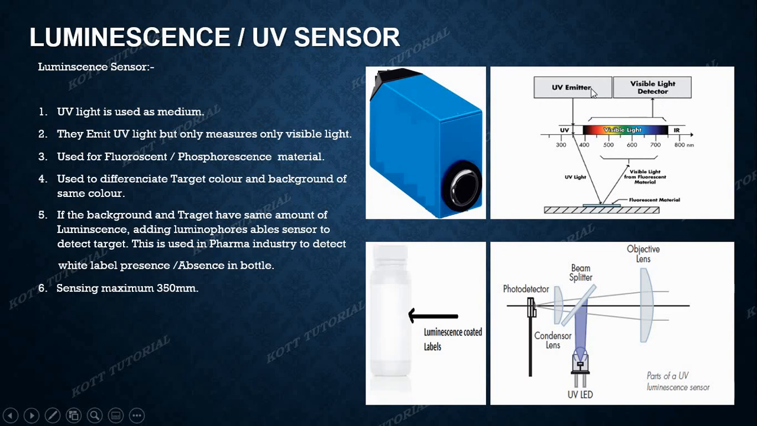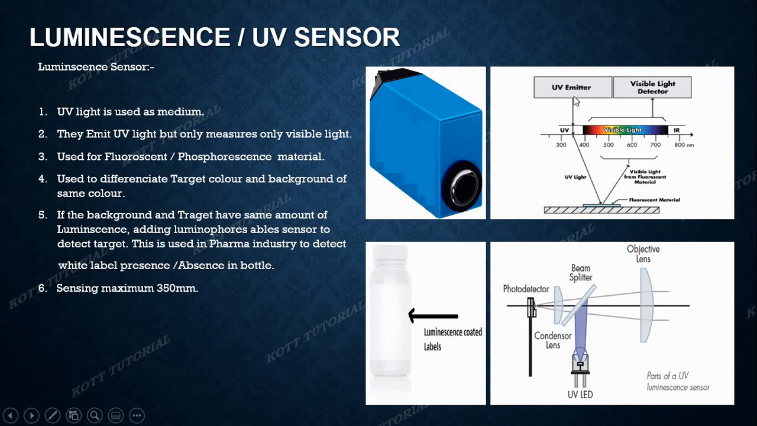See, over here you can see the emitter and the detector of the UV sensor. This is the VIBGYOR spectrum. Say this is our target, nothing but the fluorescent material. Over here we have taken the example of a label. So let us say this fluorescent material is the label and this background is the bottle.